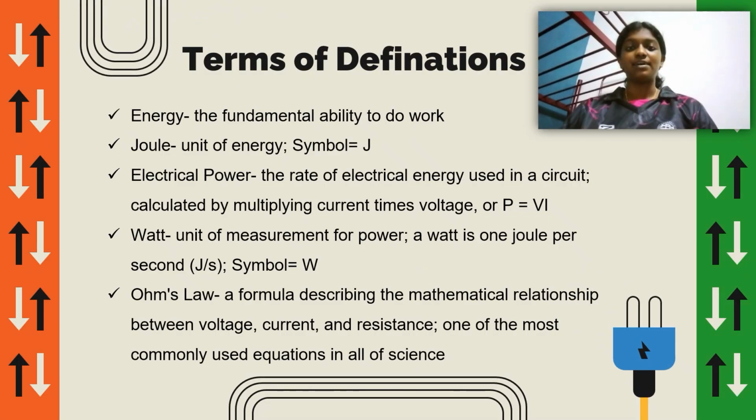Terms of definitions are energy, the fundamental ability to do work; joule, unit of energy, symbol J. Electrical power, the rate of electrical energy used in a circuit, calculated by multiplying current times voltage. Watt, unit of measurement for power. A watt is 1 joule per second. Symbol W. Ohm's law, a formula describing the mathematical relationships between voltage, current and resistance, one of the most commonly used equations in all of science.